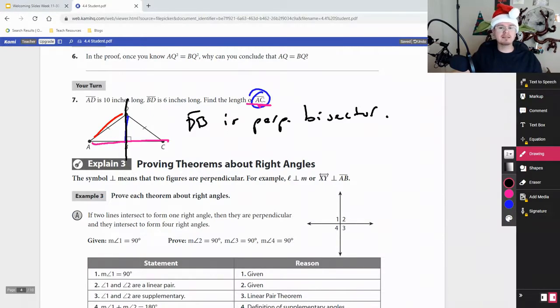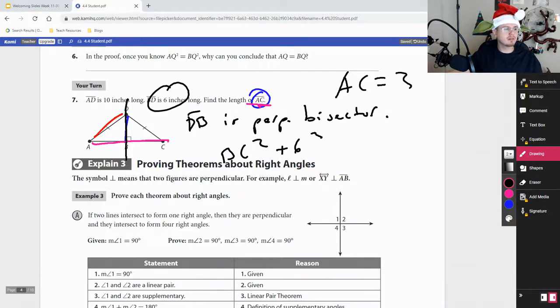Therefore, AC is 2 times BC. And how do we get that? Well, BC squared plus 6 squared. So BC squared, let me use a different color, BC squared, and that's your other leg, 6, and you're trying to find this, which we know. Well, we're trying to find this one. We know that this is the same, this is 10.